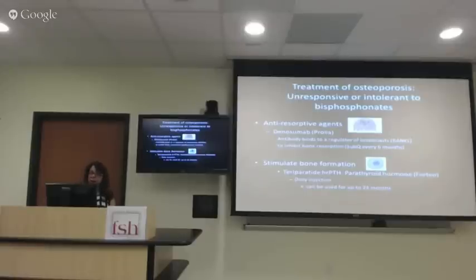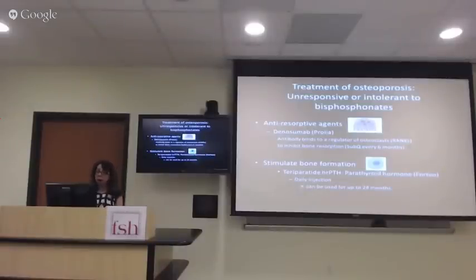And there are some other agents. Another anti-resorptive agent, meaning it works on that osteoclast, is something called denosumab. And this is an antibody that binds to a regulator of the osteoclast. It binds to something called RANKL. The RANKL is necessary for the osteoclast to do its activity, to eat away. So if you bind the RANKL, it won't allow the osteoclast to do its work, and you have less bone resorption. And this is given sub-Q every 6 months.